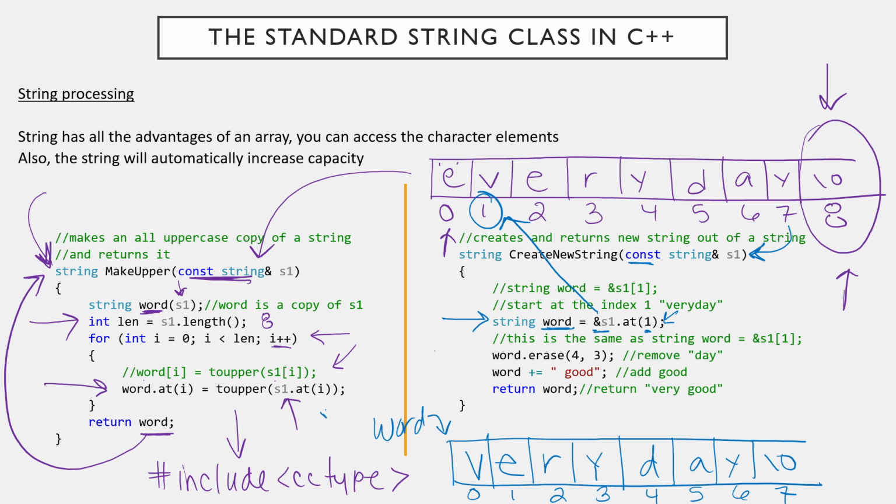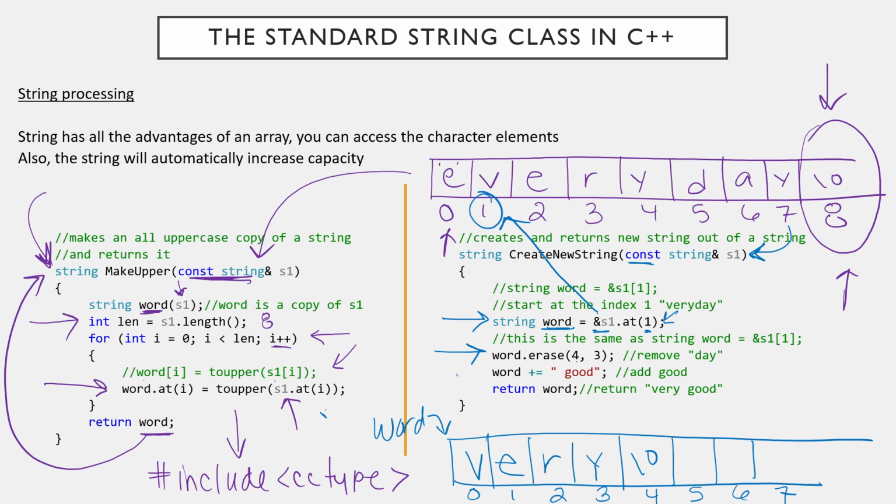Now this function right here is erase. So this function will erase. So you erase, you start at index 4 and you erase 3 characters. 1, 2, 3. And the erase function should also remove the null character there. So now we have created the word very.